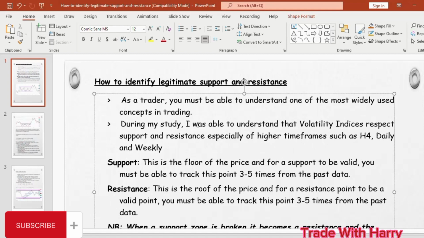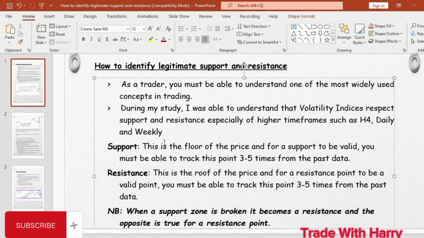During my study, I understood that volatility indices respect support and resistance, especially in higher time frames such as the 4-hour, daily and weekly. If you check your trading chart, you will find that on a higher time frame you can get the support and resistance zones much easier than on the 1 minute or 5 minute time frame, because there is a lot of noise in the market and it can be very difficult to identify these zones.